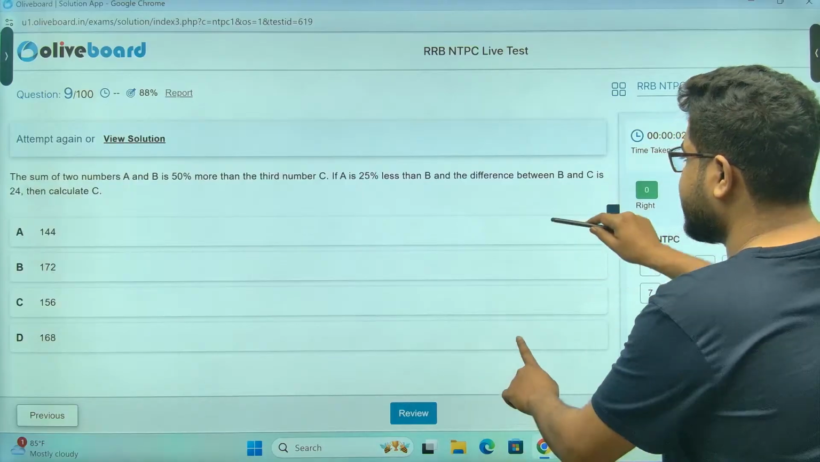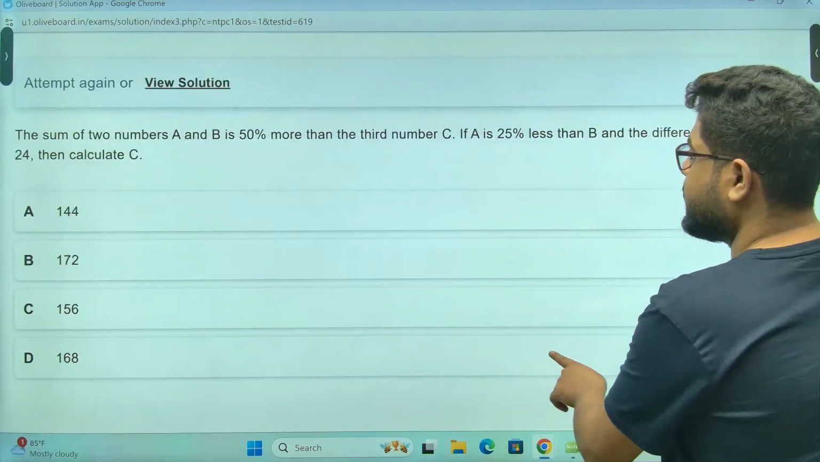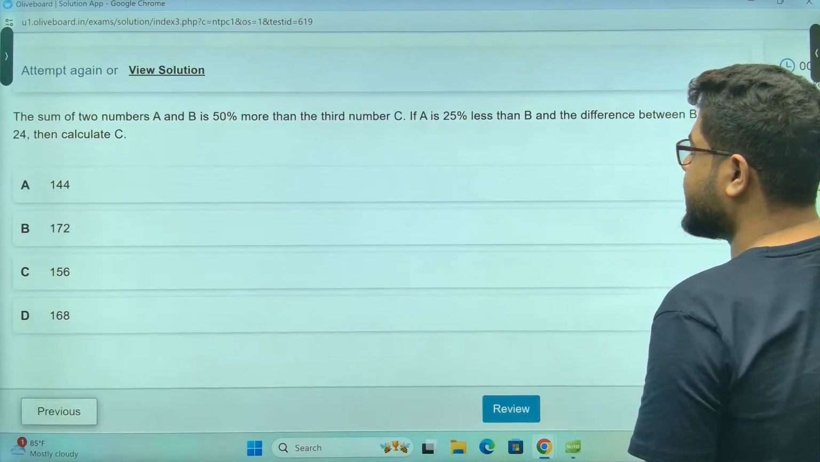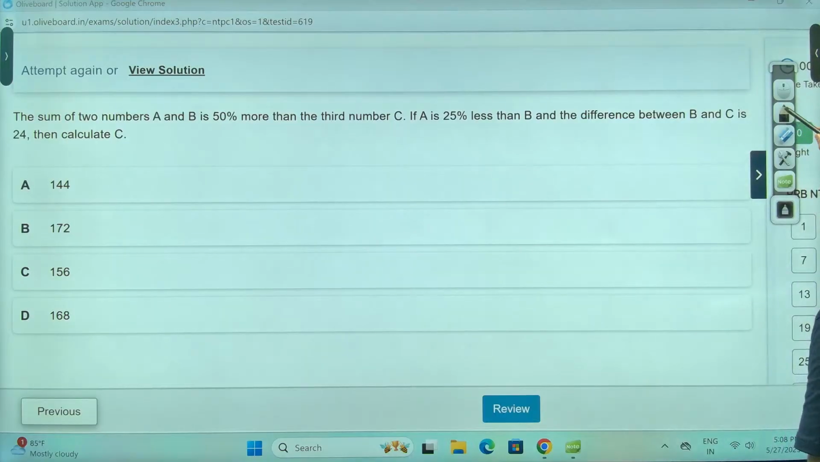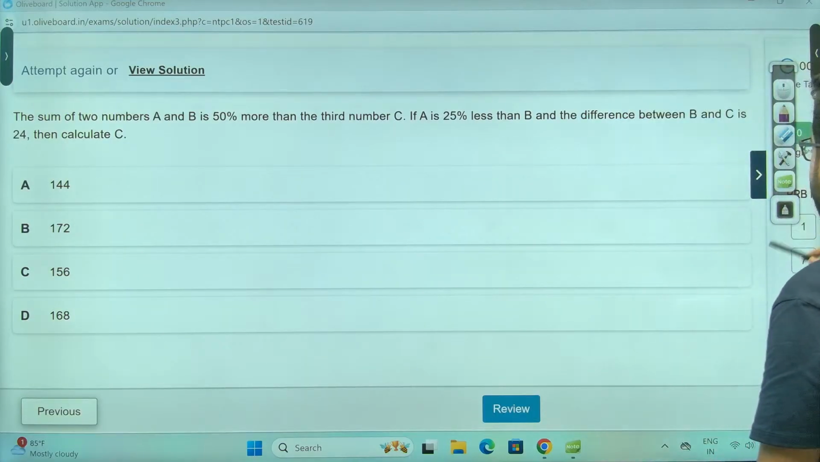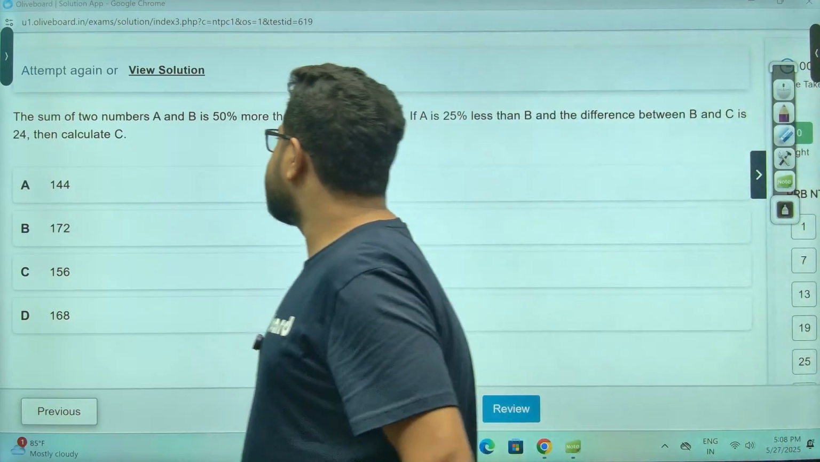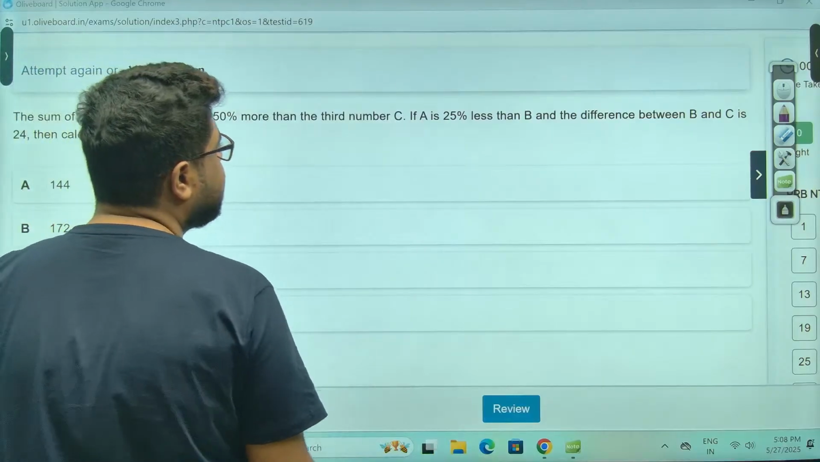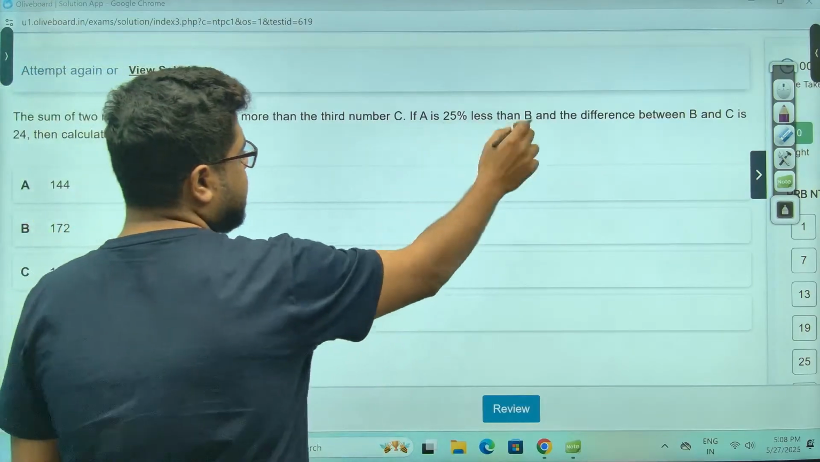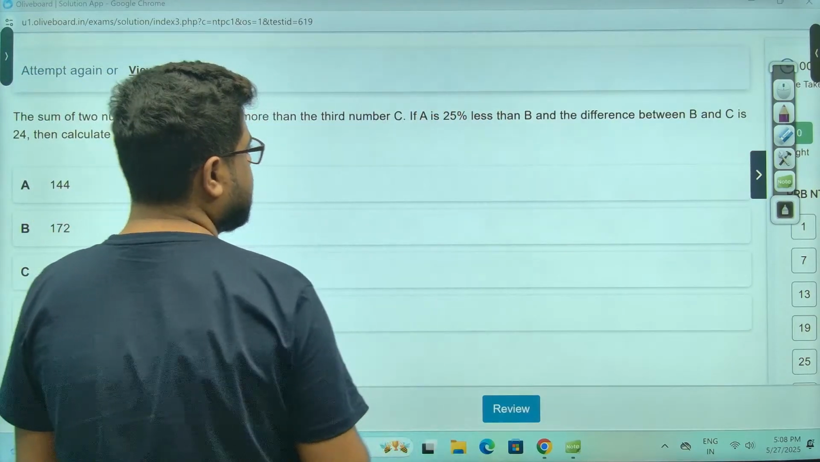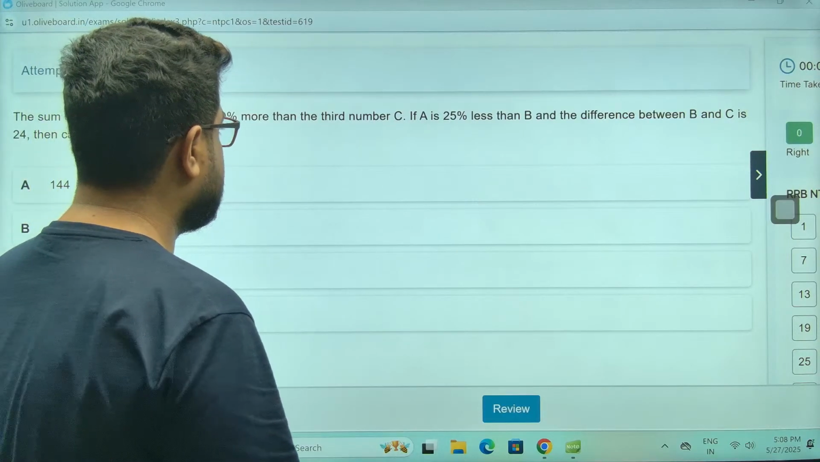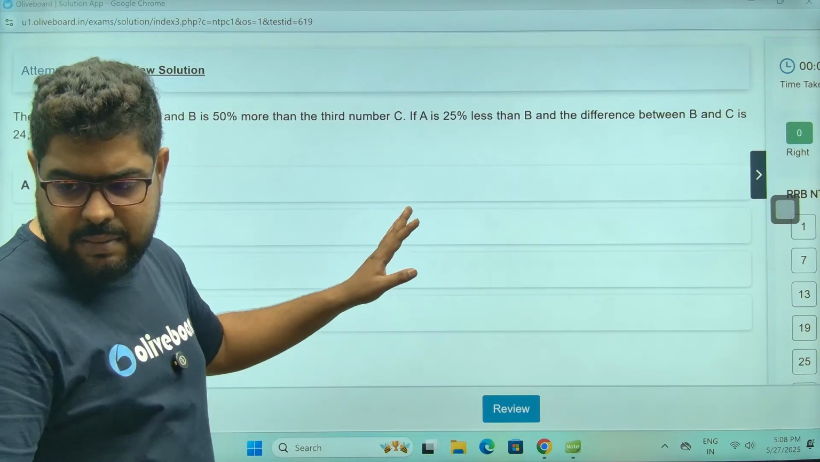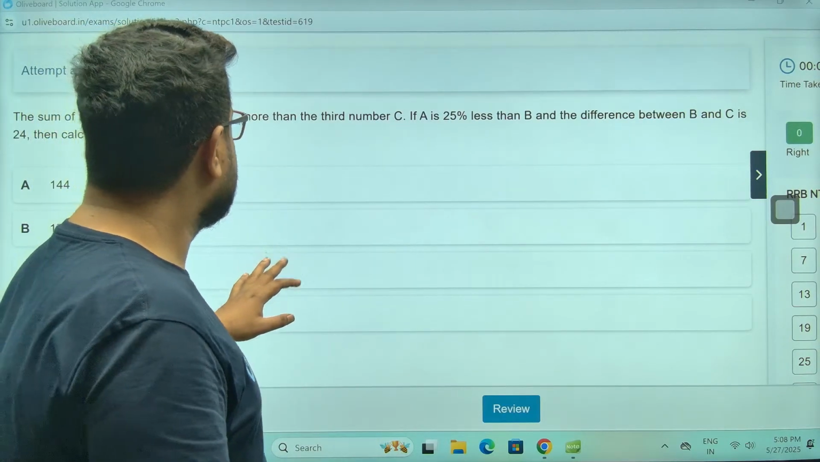Next one, very simple question. The sum of two numbers A and B is 50% more than the third number C. A is this thing, less than B. Is the picture jumping a little bit?